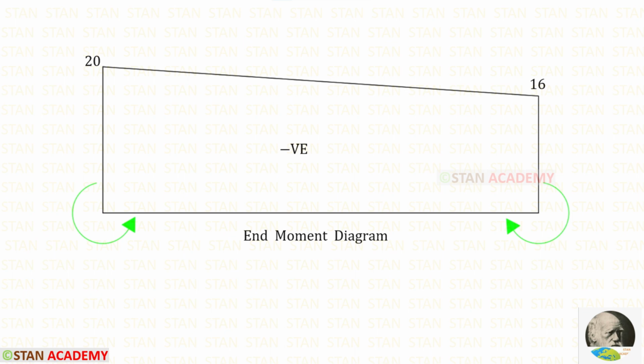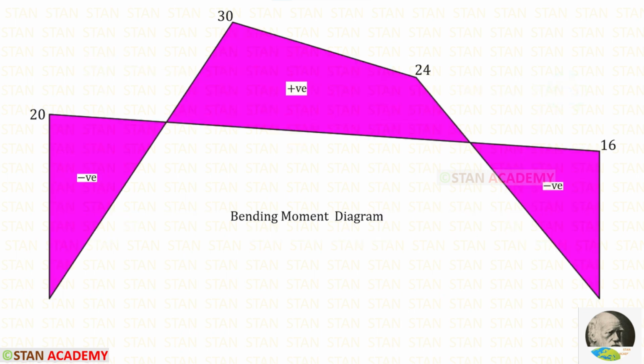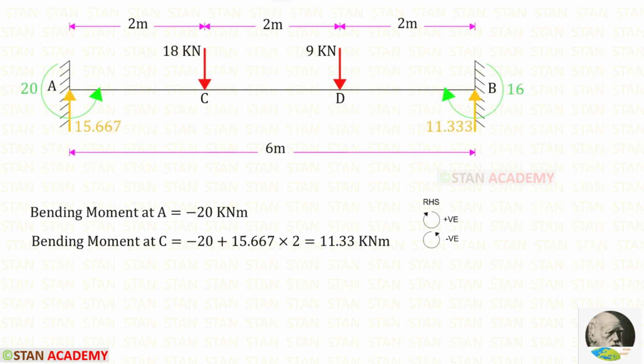Now, using the end moments, we can draw the end moment diagram. For MA, we have got 20, and for MB, we have got 16. Now, let us combine both of the diagrams so that we will get the bending moment diagram. Alternatively, we can draw the bending moment diagram in only one step.